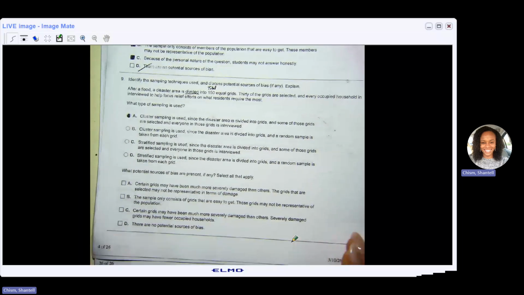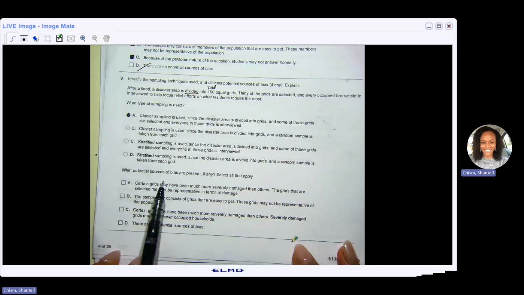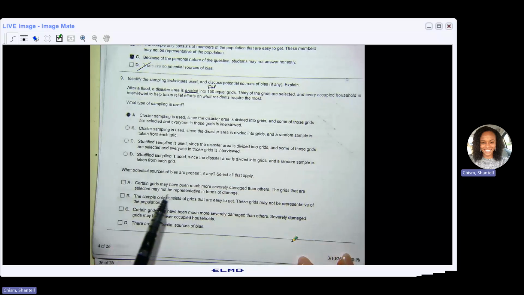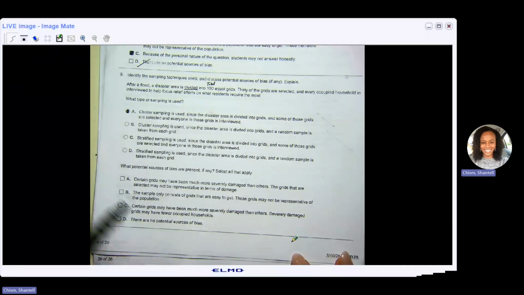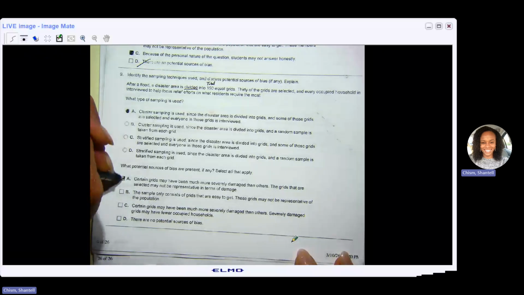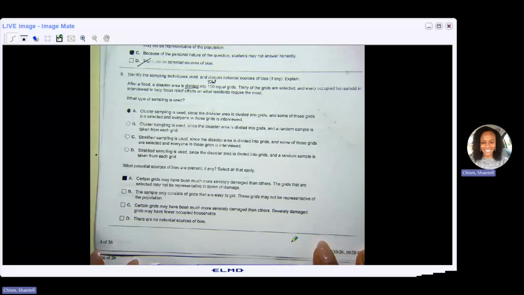And again, because you're sampling, you do have potential sources of bias. Let's see what they may be. A, certain grids may have been much more severely damaged than others. The grids that are selected may not be representative in terms of damage. Absolutely. It's possible that the grids that you selected are way more damaged than the majority, and so it's skewing our, I guess, our overall data.